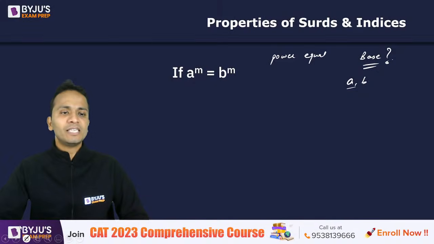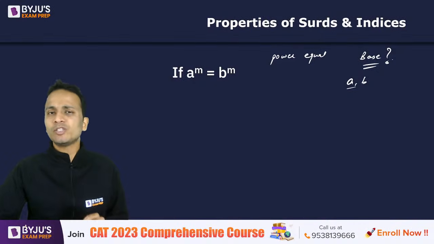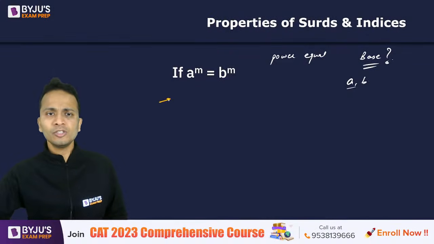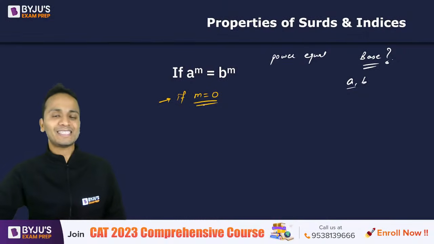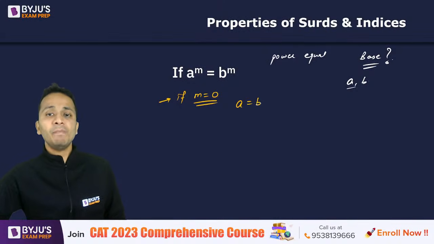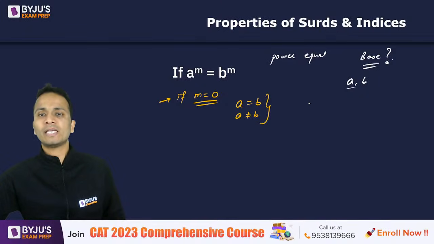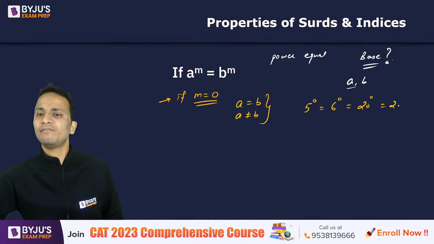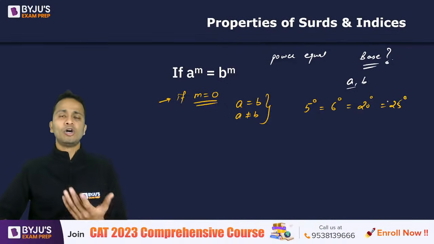Okay, so let me write some of the exceptions. Now these exceptions will be based on the value of M. So if M is equal to 0, the most important exception, then A and B may be equal, they may not be equal. If M is 0, I can say 5 raised to the power 0 is equal to 6 raised to the power 0, which is equal to any number raised to the power 0. 20 raised to the power 0, 25 raised to the power 0, all of them will be equal to 1.